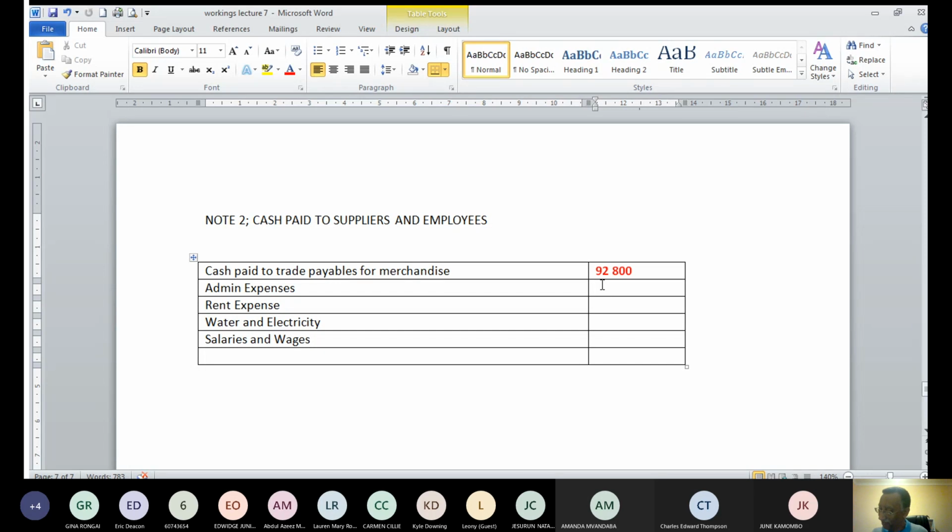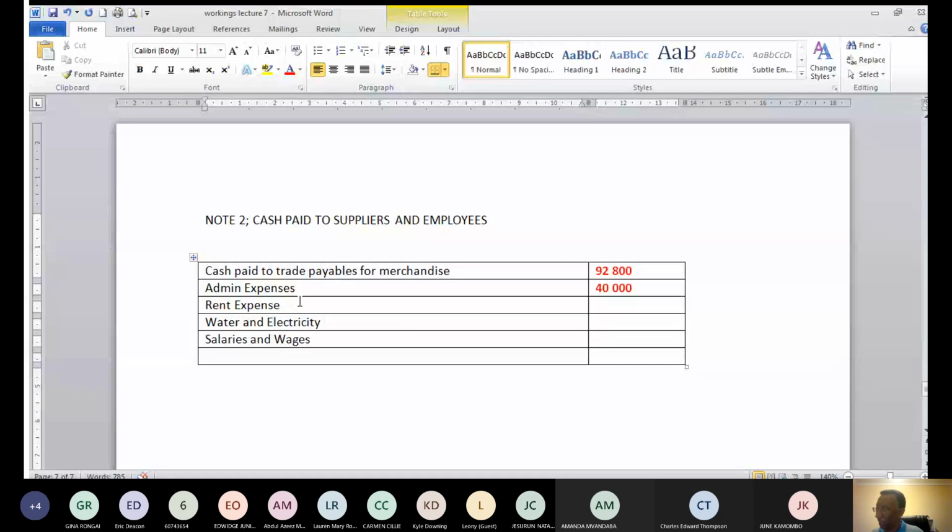So let us take a look at our expenses that we've got. We've got admin expenses. Our admin expenses amounted to, I just want to get the right amount here. Admin expenses was the amount of 40,000 Rand.